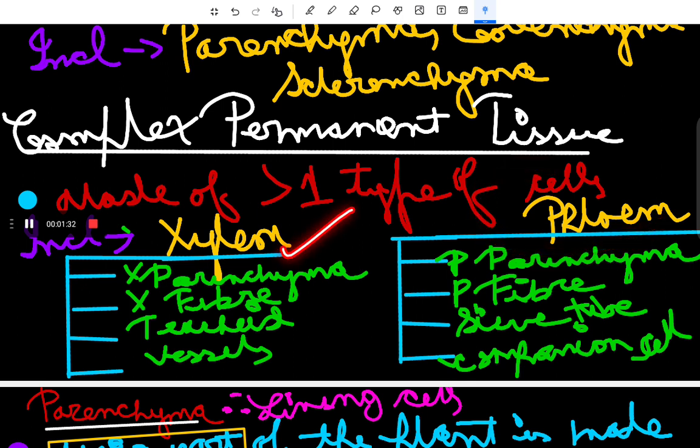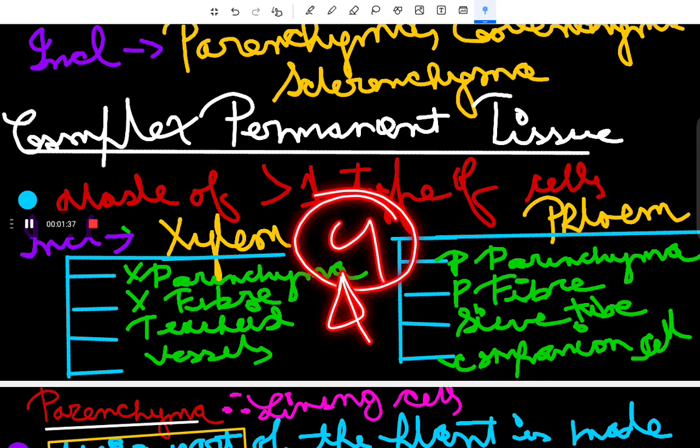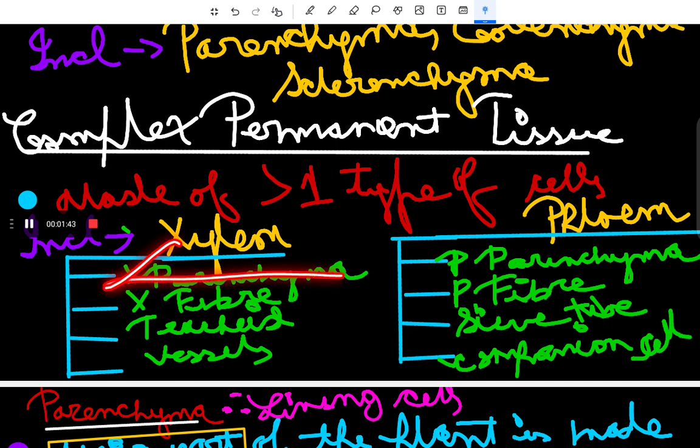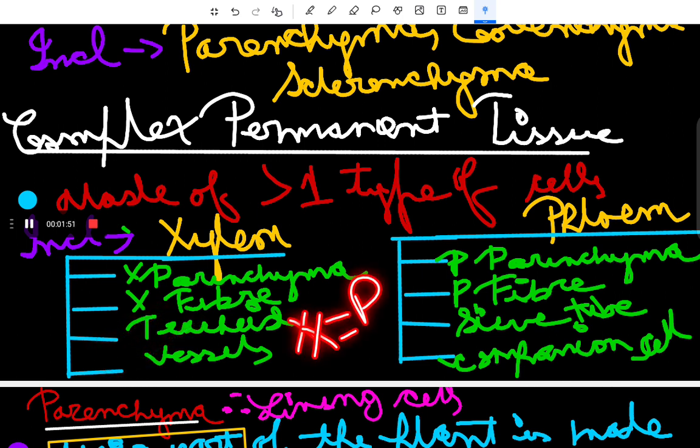Xylem is made up of 4 different types of cells. How many? 4 different types of cells. They are xylem parenchyma, xylem fiber, tracheids, and vessels. So what are they? Xylem parenchyma, xylem fiber, tracheids, and vessels.